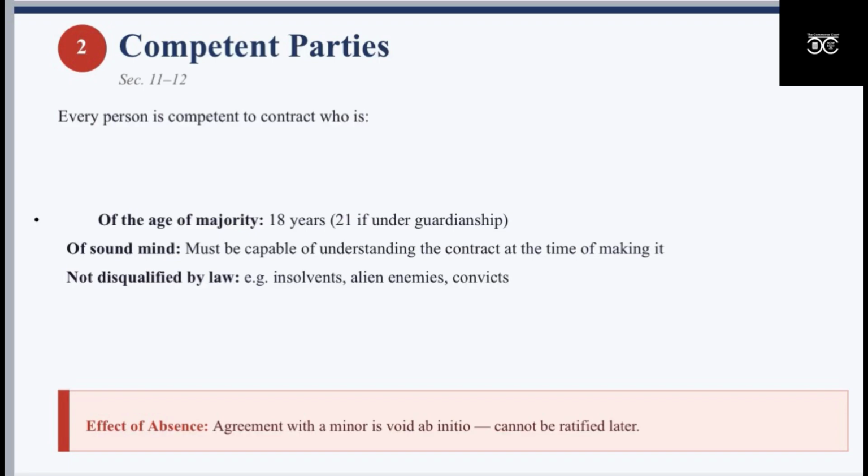That is, the individual must have attained the age of 18, or 21 if a guardian is appointed by a court. Number two is sound mind. The person must be capable of understanding the contract and forming a rational judgment about its effect on their interest at the time of making the contract. Number three is not disqualified by law. The person must not be disqualified from contracting under any law to which they are subject to.